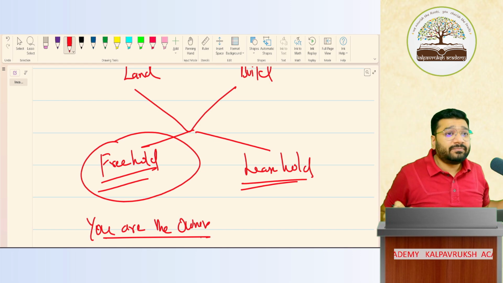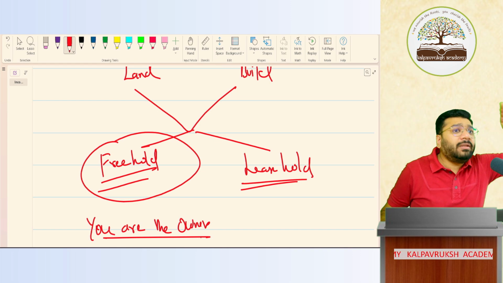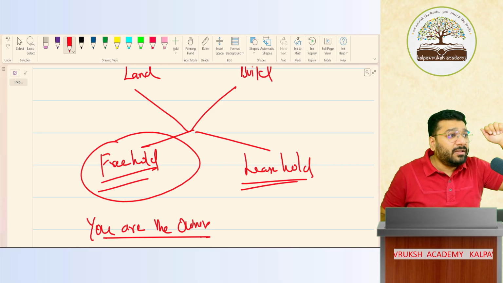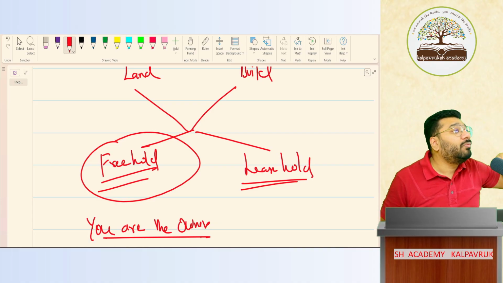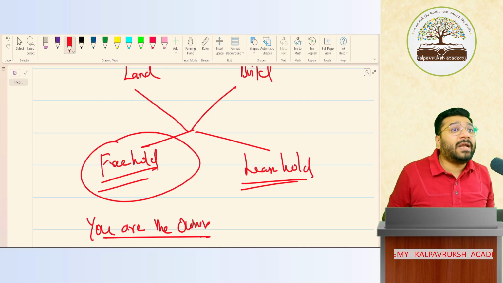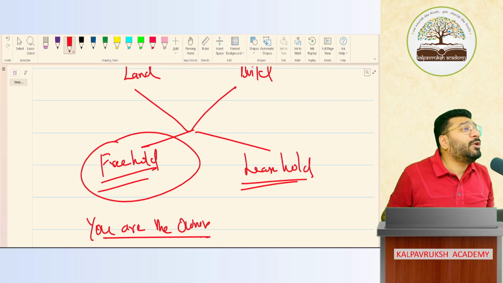Imagine you have a 1 acre land. On that land, can somebody restrict you, saying don't do like this, don't do like that? Even if they restrict, will you listen? No, because it is my land. I will do whatever I want to do with the land. That is called freehold land.